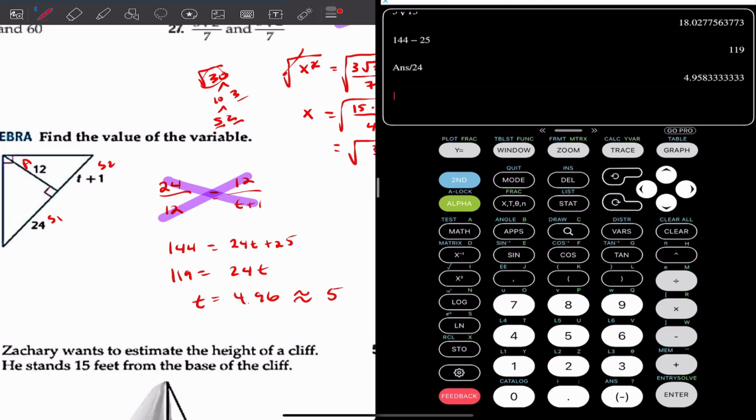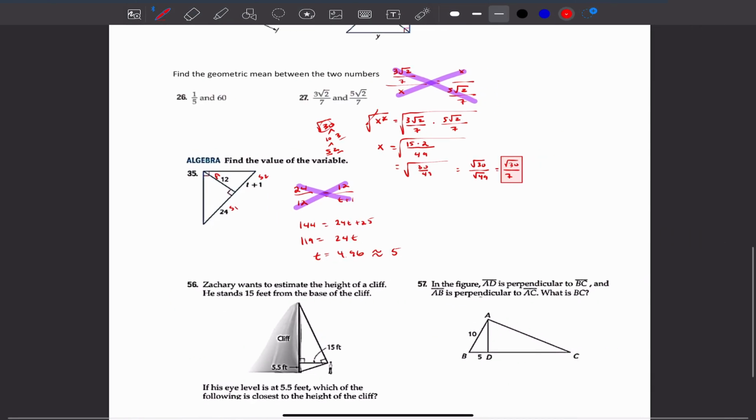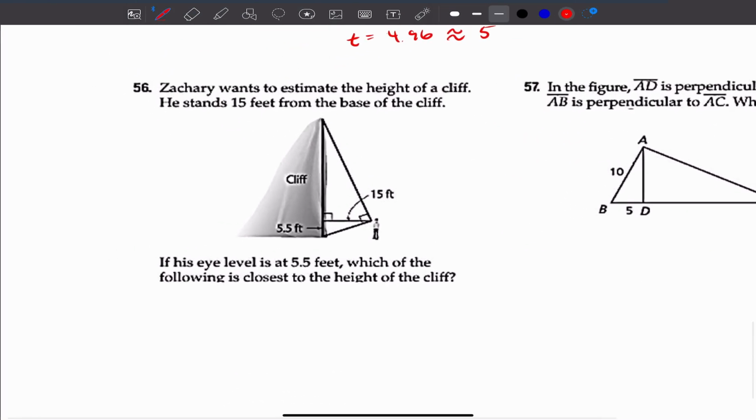Okay. Alrighty. Ooh, this problem is a little weird. So Zachary wants to estimate the height of a cliff. He stands 15 feet away from the base of the cliff. If his eye level is at 5.5 feet, which of the following is closest to the height of the cliff?